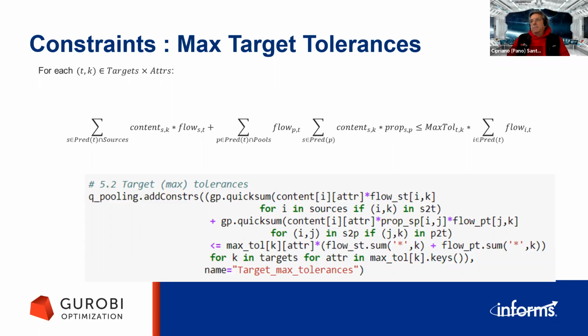And we have a maximum target constraint. So the left-hand side is exactly the same. And the difference is that in the right-hand side, you will have the maximum tolerance, and the inequality is going to be, so the maximum tolerance should be greater than the weighted average of concentration of attribute K from pool nodes and source nodes.